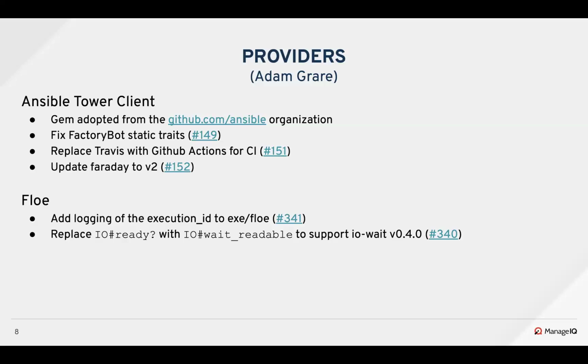And we also updated the Docker wait method. There's an IO wait gem version update, which broke compatibility with the version that we were using for detecting if there's available notices on the pipe. So we were using IO ready, and we replaced it with IO wait readable. That is working on all the versions of IO wait, so we don't have to depend on that deprecated method anymore. And that is it for providers. Over to Joe.